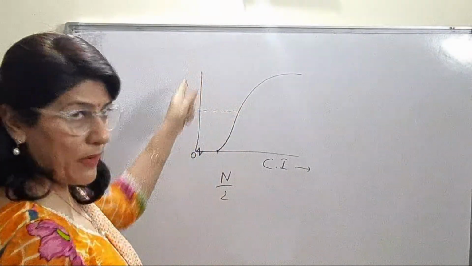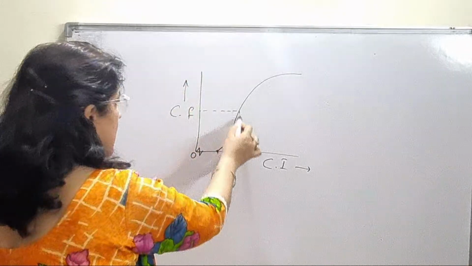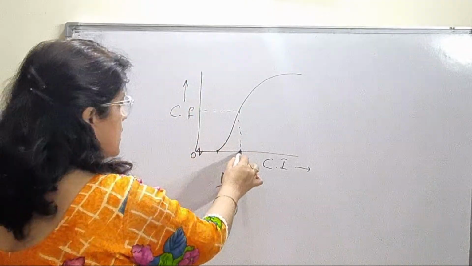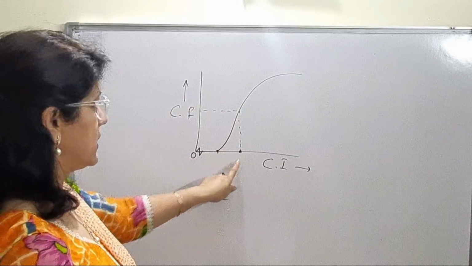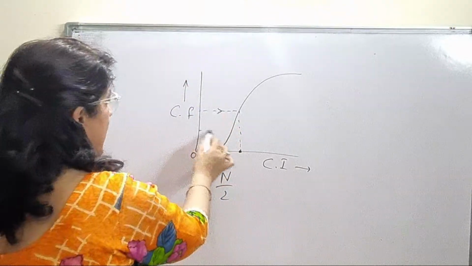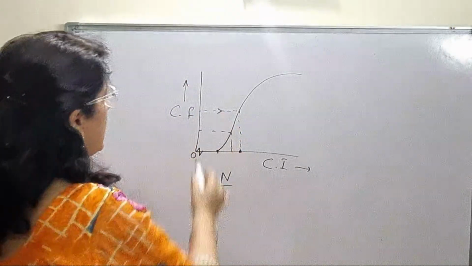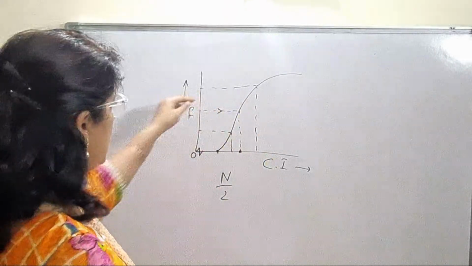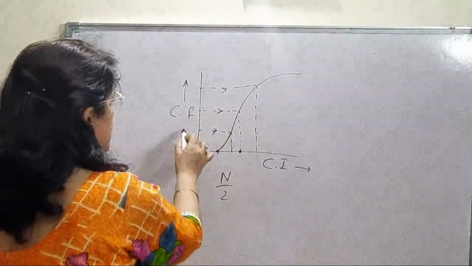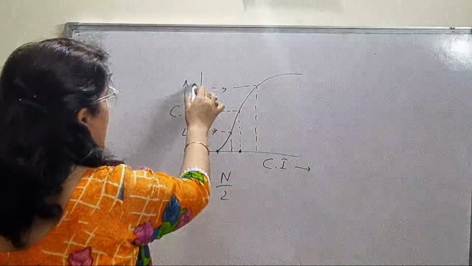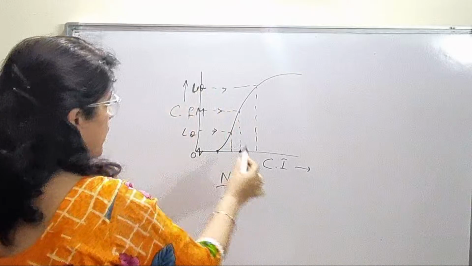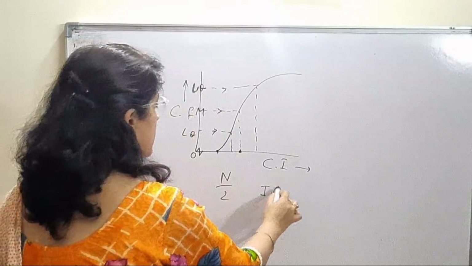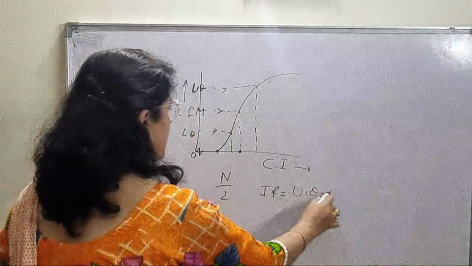So draw from the y-axis a horizontal line, and then come down on the table. This is the median value you are getting here. Now lower quartile will lie below this median, and upper quartile will lie above this median. And these are the three values: this is lower quartile, this is median, and this is upper quartile. So for interquartile range, it is upper quartile minus lower quartile.